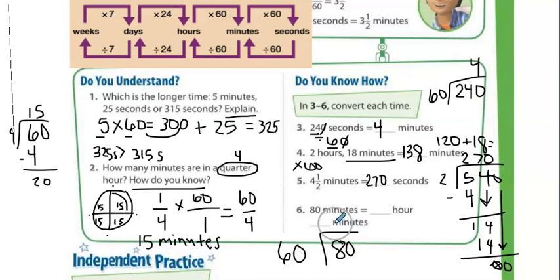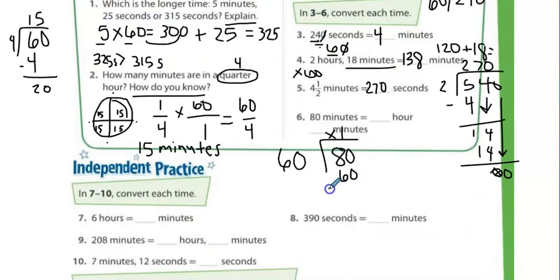60 we know we can't go into 8, but we can go into 80 one time. We're going to subtract, and we have 20 remaining. So what that means is we have 1 full hour with an additional 20 minutes. So 80 minutes is the equivalent of 1 hour and 20 minutes.